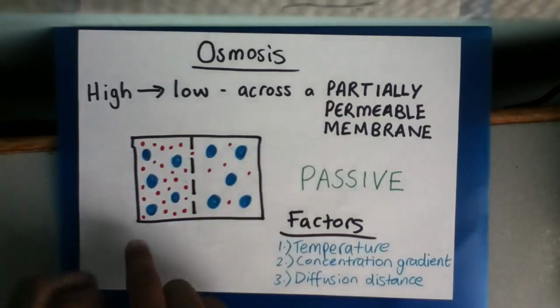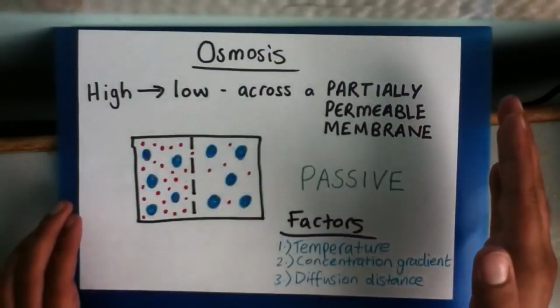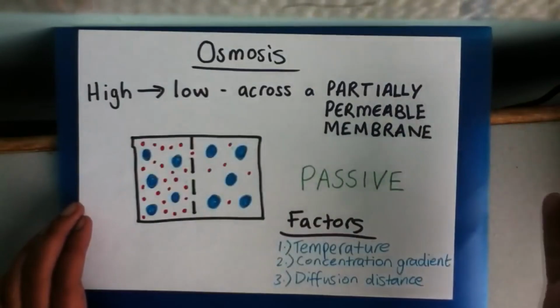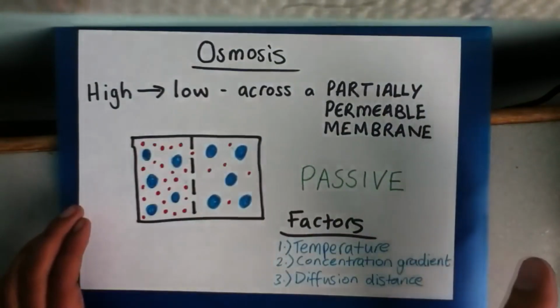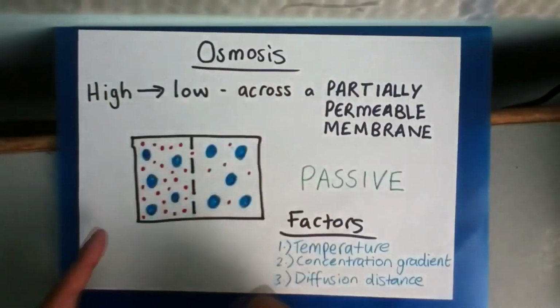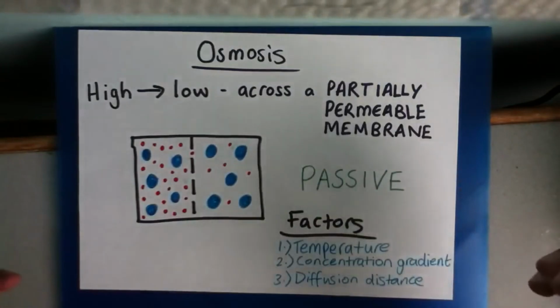If the molecules have to move a lot further to reach the other side across the partially permeable membrane, then diffusion will be slower. If it's only a very, very short distance these molecules have to cross, osmosis will be a lot quicker.